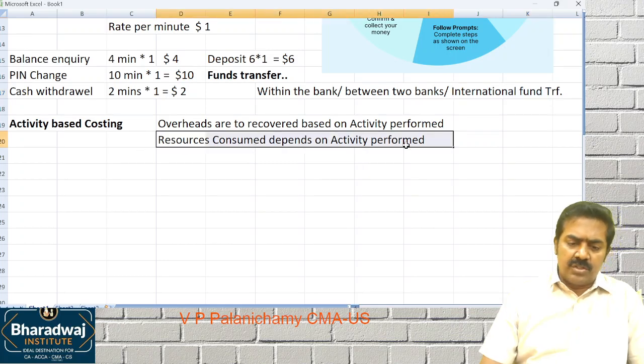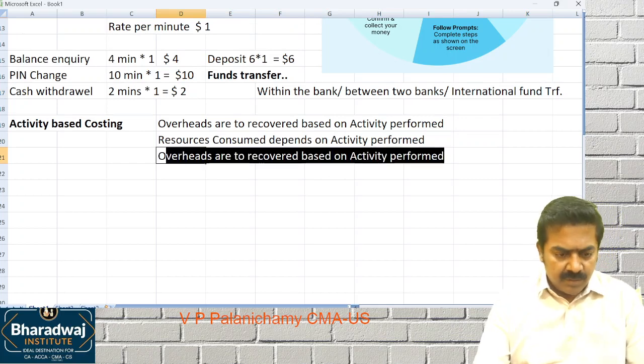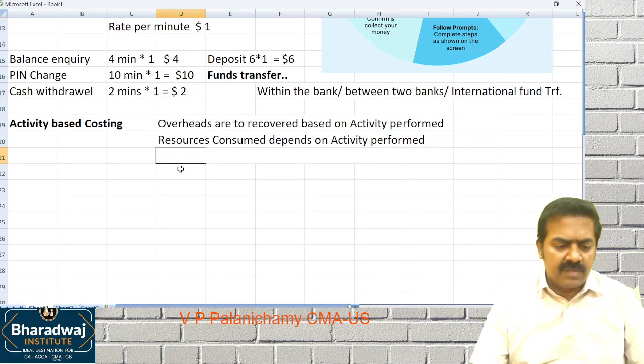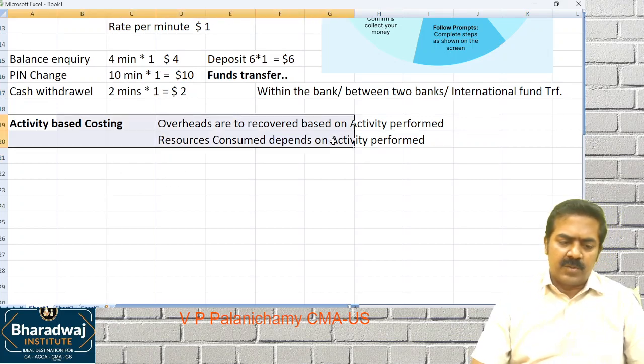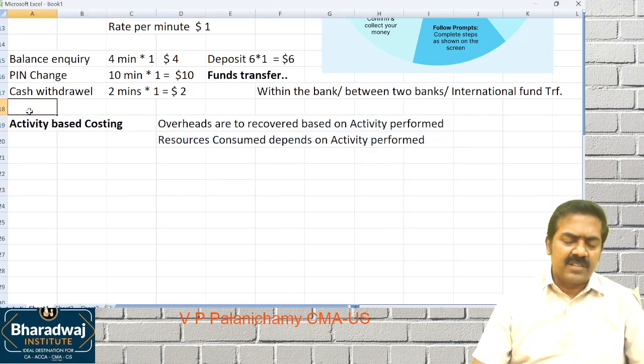So resources consumed depends on what? Activity performed. So overheads are to be recovered based on which one? Activity performed. That is what is called as activity based costing. Do you understand the difference?